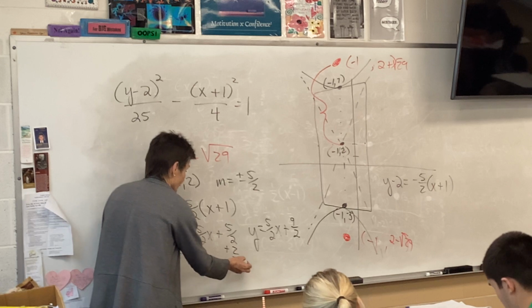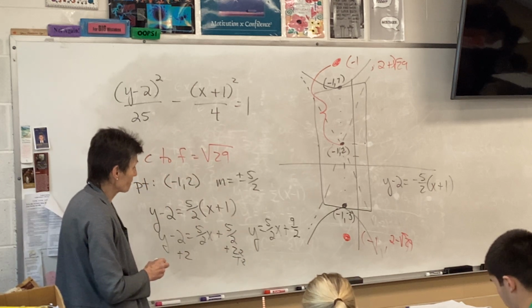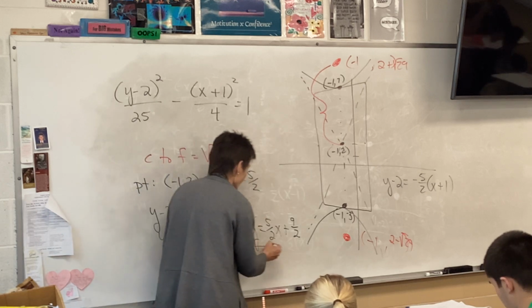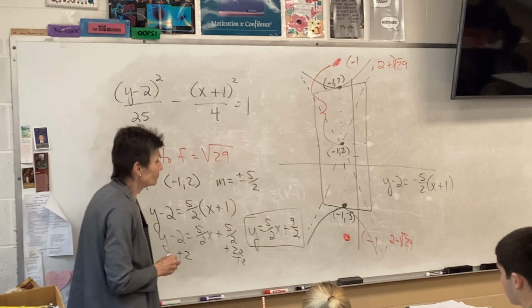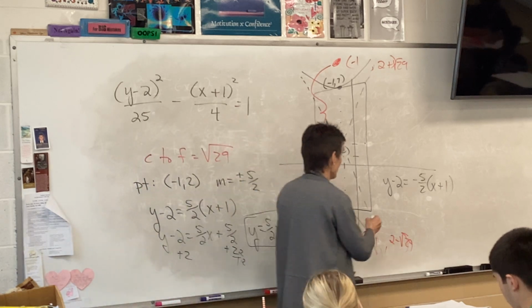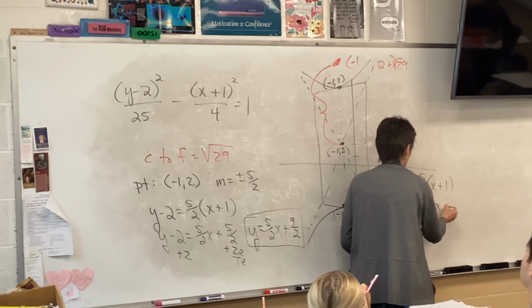Get a common denominator if you're doing it by hand. So there's one of your asymptotes. And then the other one, same thing, only it's negative.